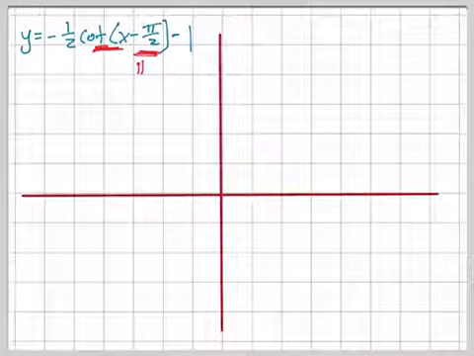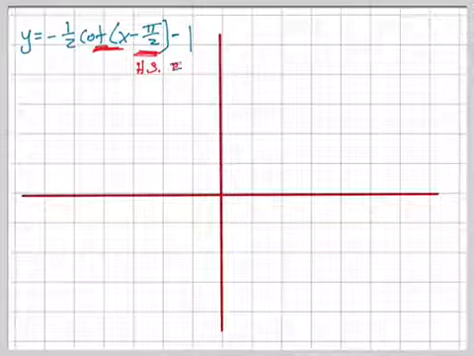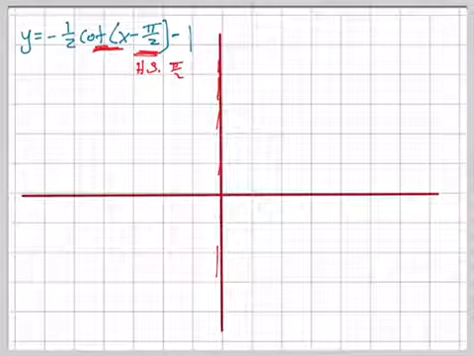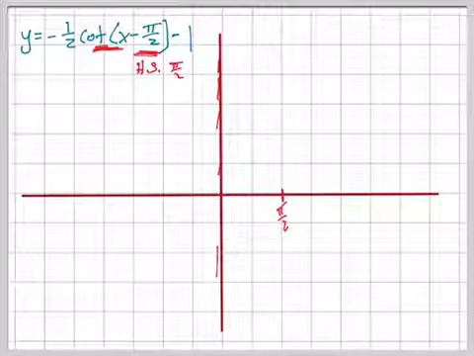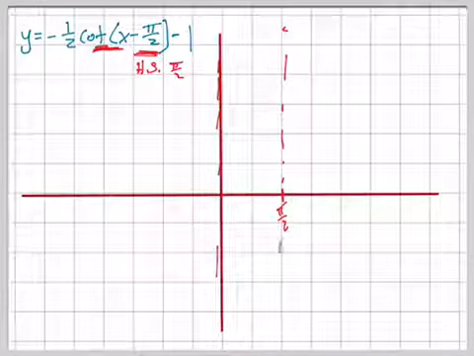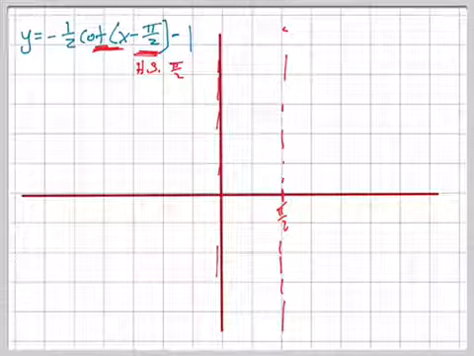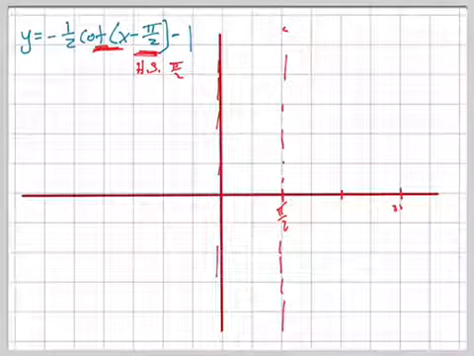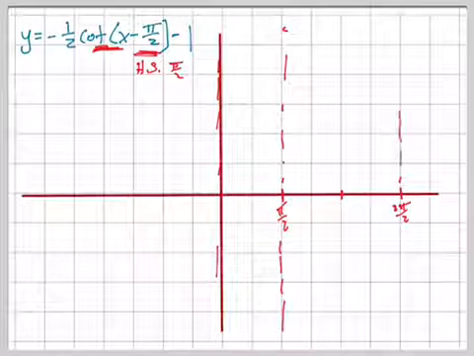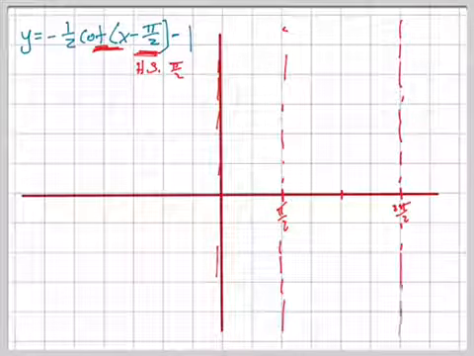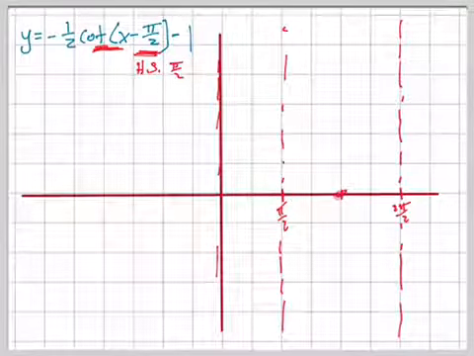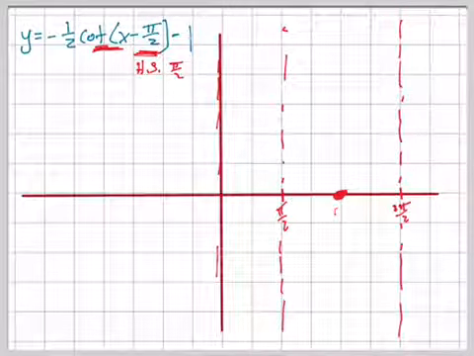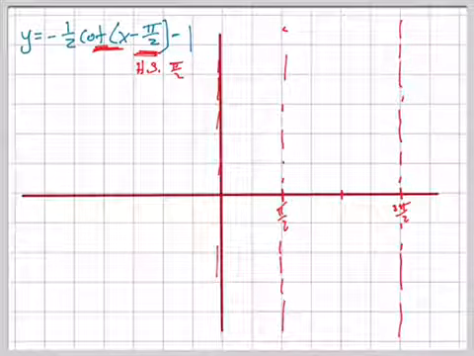The horizontal shift is right pi over 2. So instead of being at 0, it's going to be at pi over 2. And instead of being at pi, it's going to be at 3 pi over 2, because I shifted it. Follow? And now, in the middle, which would be pi, is going to be where your point is. So now let's figure out what else we have here.